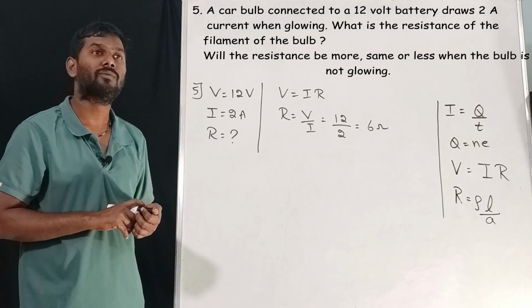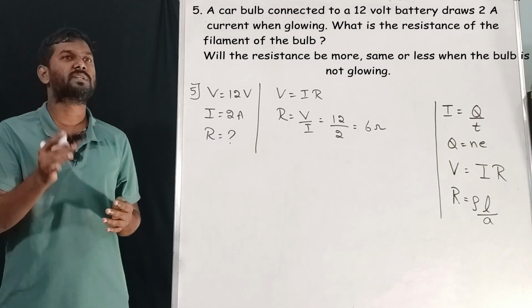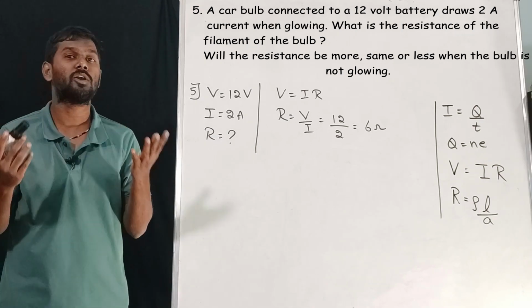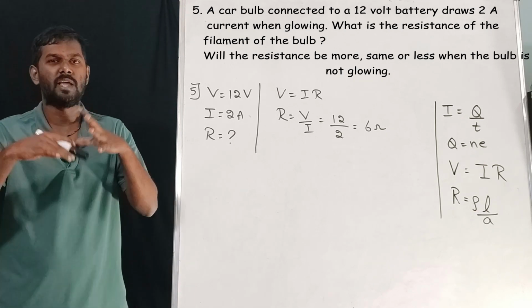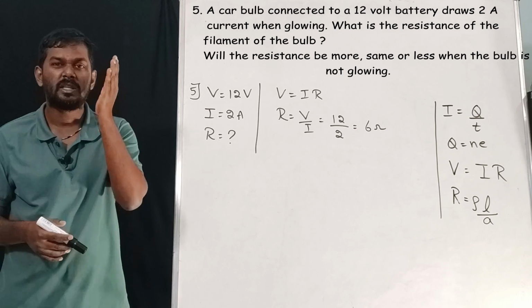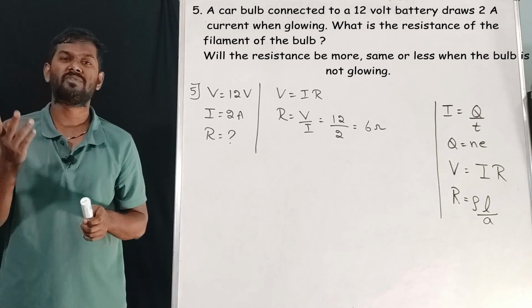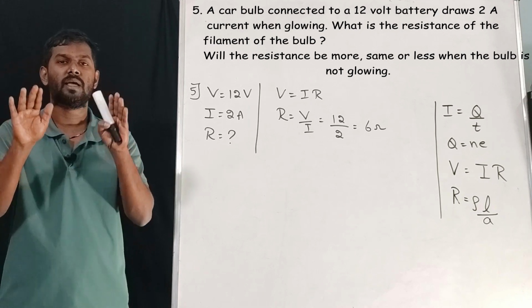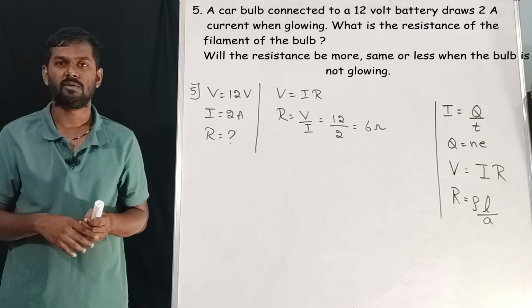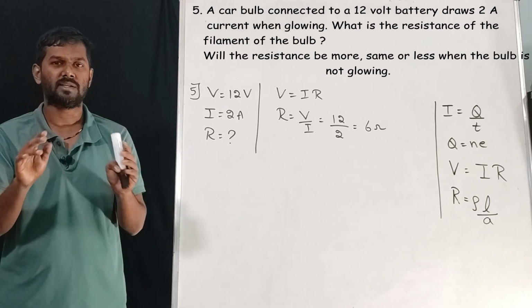Second sub question. Will the resistance be more, same or less when the bulb is not glowing? What do you mean by bulb is not glowing? It doesn't mean bulb is damaged. It means the circuit is open or switch is turned off. When the switch is turned off, the resistance will be less. So answer for this question will be resistance will be less.